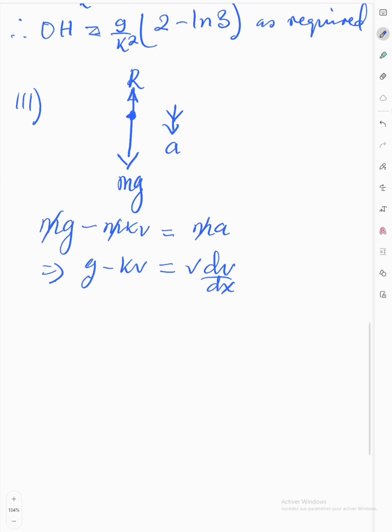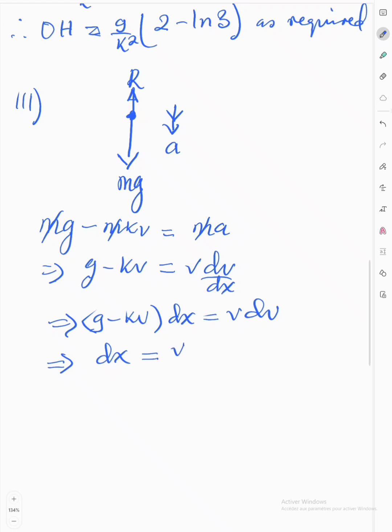So in this case, we are replacing a by v dv dx because that part of the question still involves the distance moved when the velocity is a certain given value. So we still have v and x involved in the calculation. Otherwise, if the question involves velocity and time, we'll then replace a by dv dt. Again, we cross multiply in order to separate variables, so that we have g minus kv dx equals v dv. And from there, I divide both sides again by the bracket in v, so that I have dx equals v dv all over g minus kv.